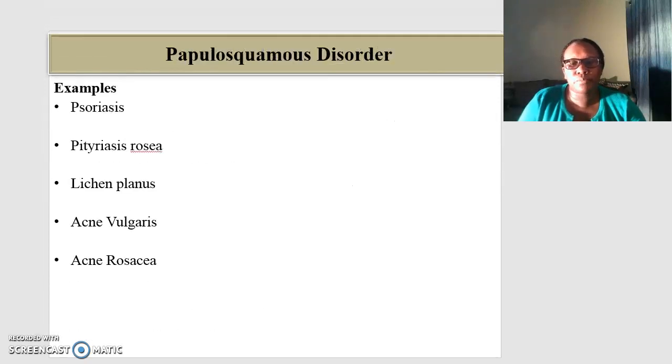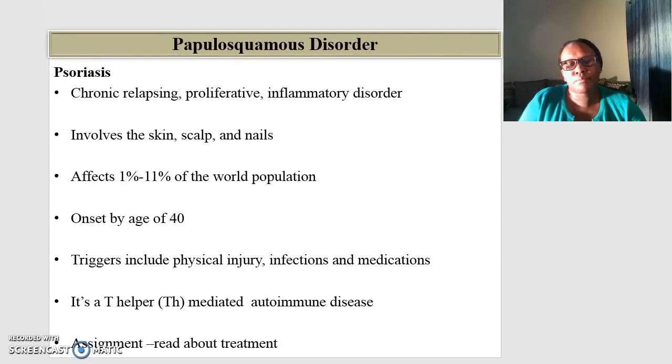Okay, let's continue. The next classification of skin disorders is papulosquamous disorders, and examples include psoriasis, pityriasis rosea, lichen planus, acne vulgaris, and acne rosacea.